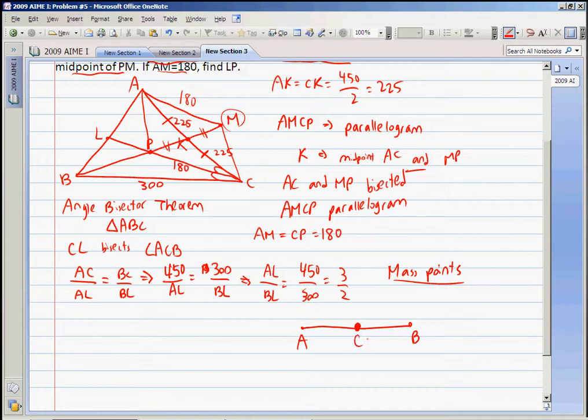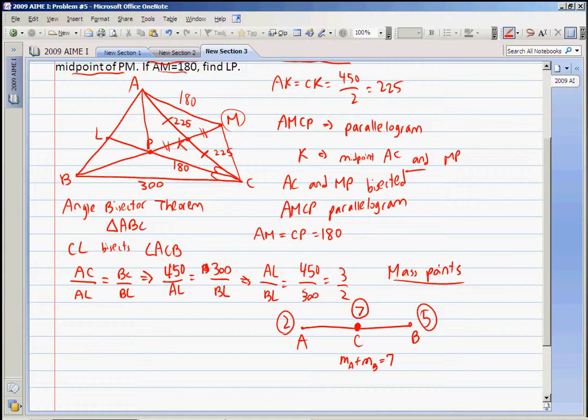Let's say, for example, we put a mass of 2 at point A and a mass of 5 at point B. The two masses both together have to balance in there. So the mass in the middle has to be the sum of the masses at A and B, which is 7, since 2 plus 5 is 7.